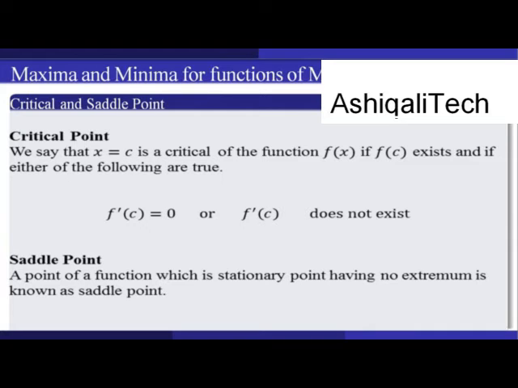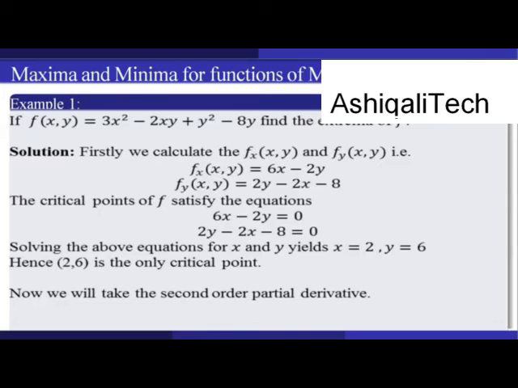Second definition is saddle point. A point of a function which is a stationary point having no extremum value is called a saddle point. Dear students, now we see an example.